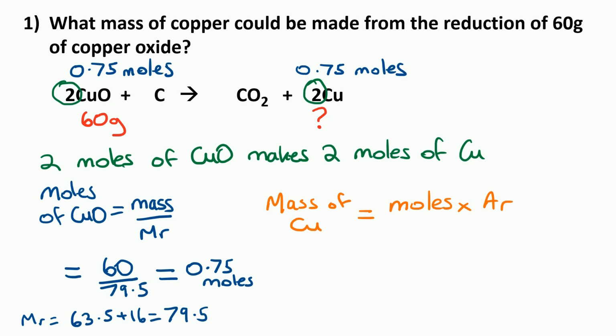So the moles is 0.75, and the mass number for copper on its own is 63.5. And when we work that out, we get the mass of copper made is 47.625 grams.